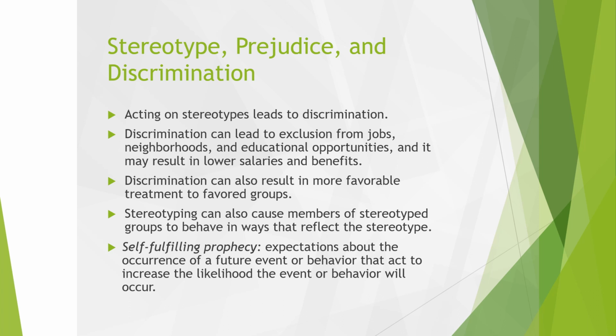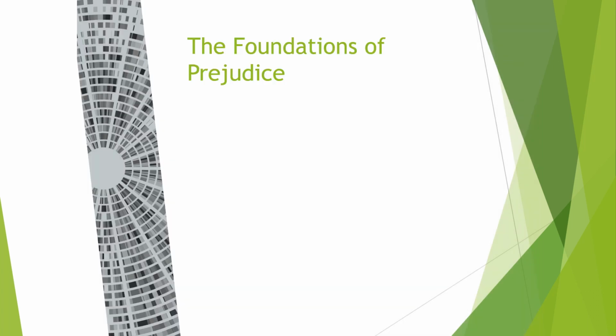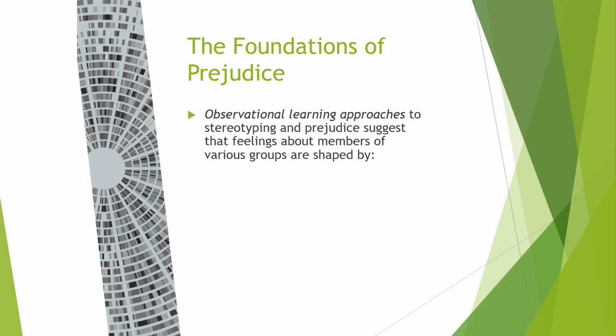All right, I want to go back and talk about prejudice. So, the foundations of prejudice. Where do we get prejudice from, right? Where do we get these prejudicial thoughts from? So we go back and we think about observational learning. We talked about this at the end of the learning chapter, back in maybe chapter 8. I can't remember which chapter that was, but we talked about observational learning.